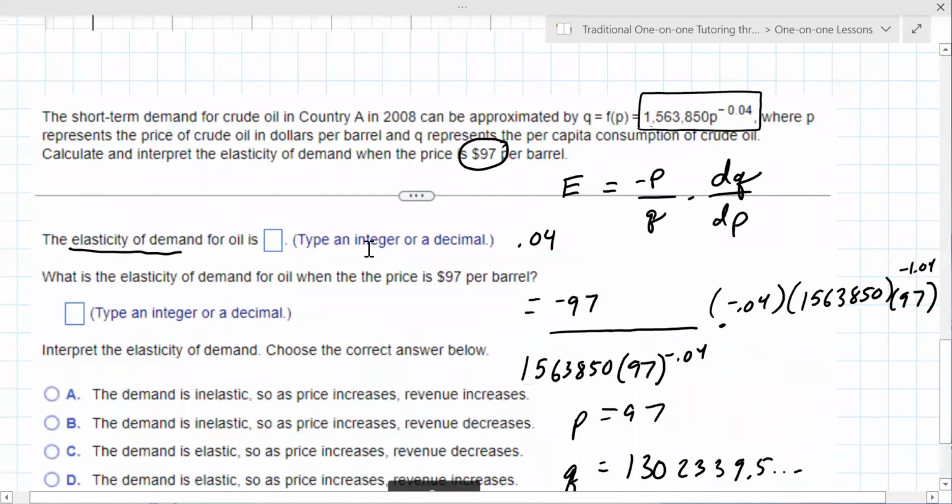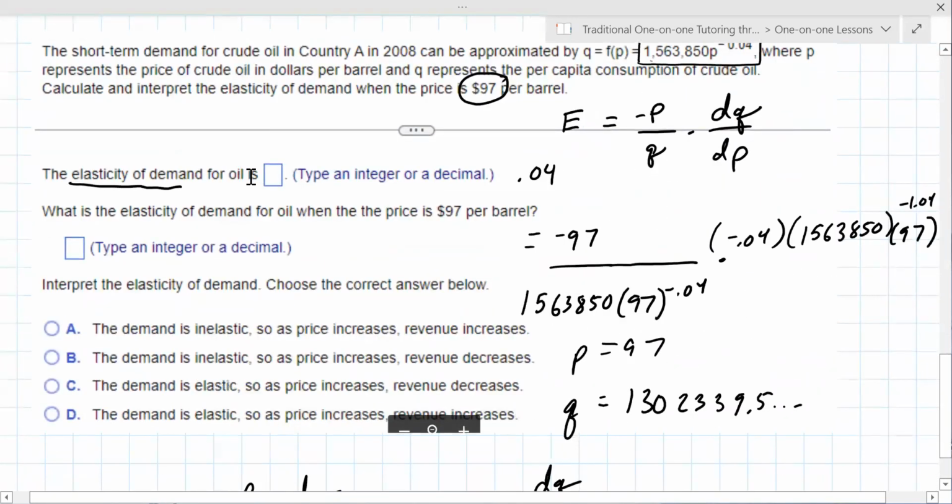But wait a second here. Why is it asking for it twice? It's really weird. Let me check this problem online, because it's asked for the elasticity of demand at a point. That's what we just calculated. But this says what is the elasticity of demand for oil when the price is? Feels like it's the same question. Yeah, I agree. But I don't understand. So let me go check.